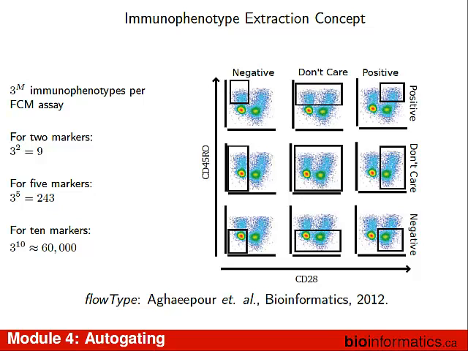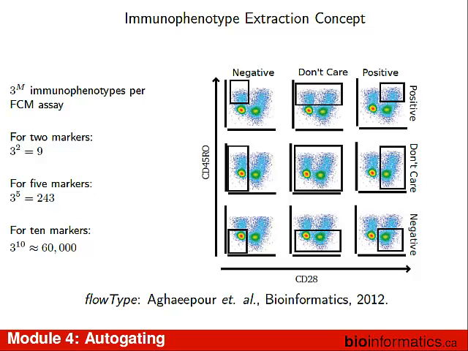It needs you to feed it the cell populations. And one problem that we have when doing automated analysis is we're going to find lots and lots of stuff, and we've run into this problem several times when doing collaborations: we find too many things. It's too much information. So we're going to find 3 to the m phenotypes per flow cytometry assay, where m is the number of markers. For a 2 marker study, not that anybody does this anymore, you're going to find 9 populations. For a 5 marker study, you're going to find 243. 10 markers gets to be the area where people are kind of working nowadays.